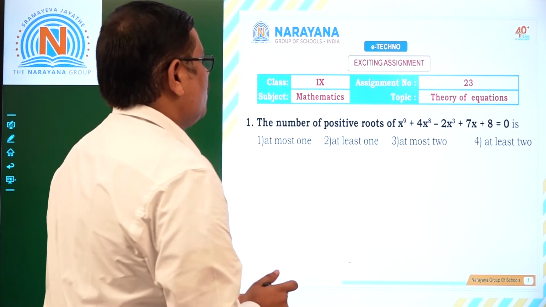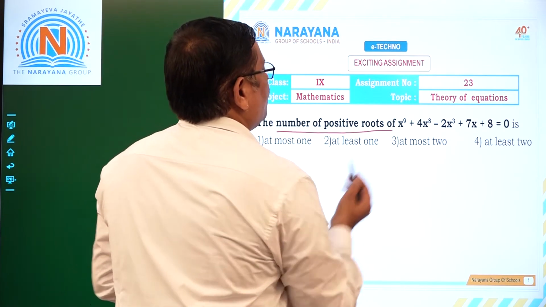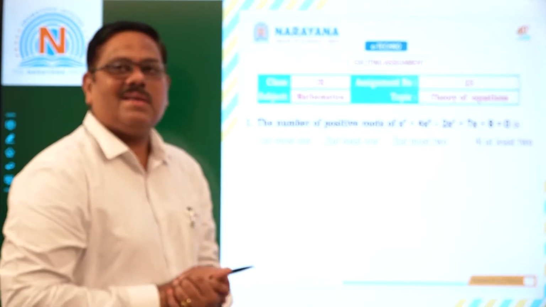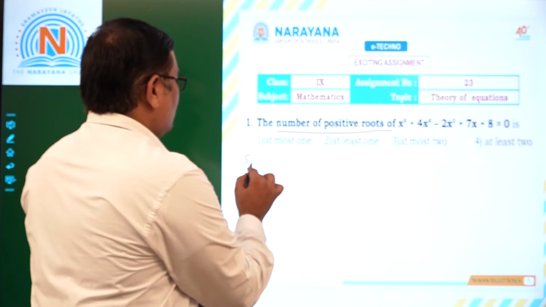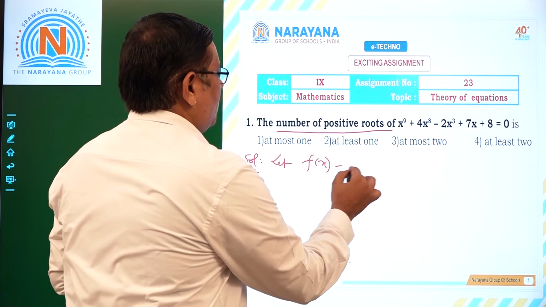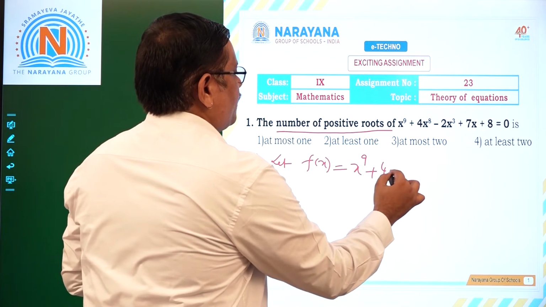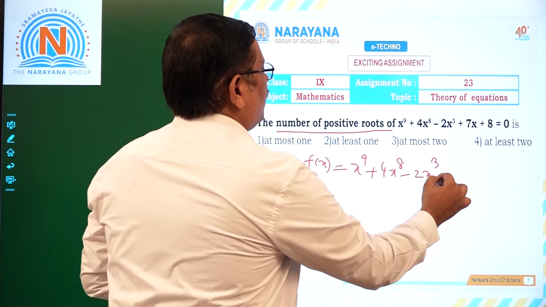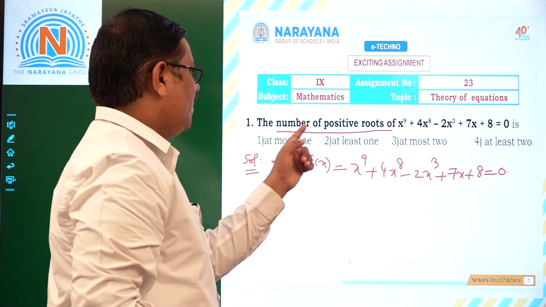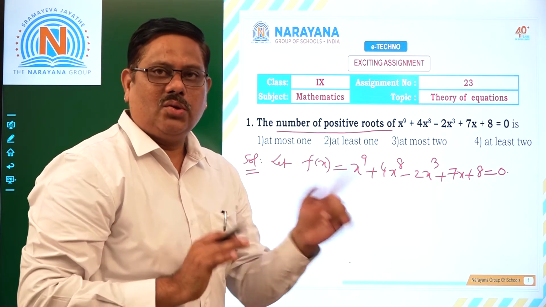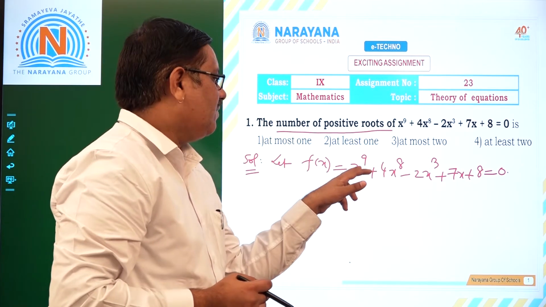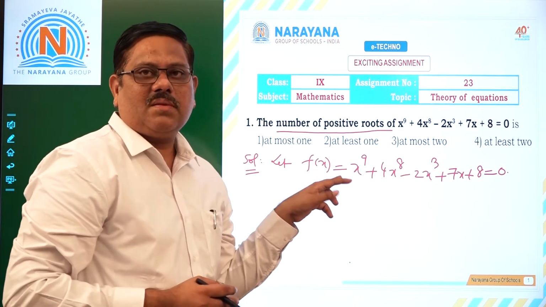The number of positive roots of x power 9 plus 4x power 8 minus 2x cube plus 7x plus 8 is equal to 0. How to do it? So here we have given function, let us take it as f of x. That f of x is equal to x power 9 plus 4x power 8 minus 2x cube plus 7x plus 8 is equal to 0. Whenever you are asked to find out number of positive roots, what to do? You have to observe the changes in the signs of the terms of f of x.